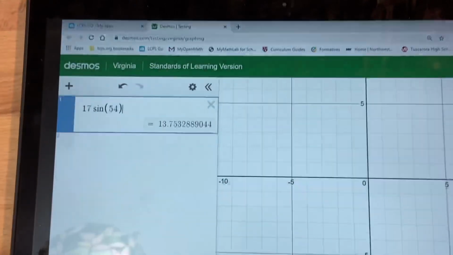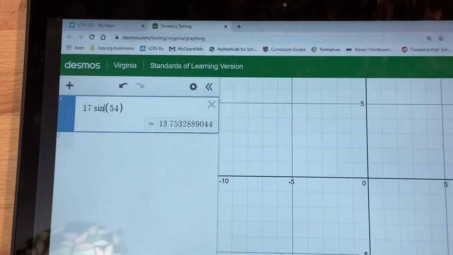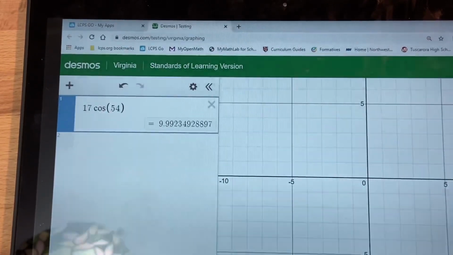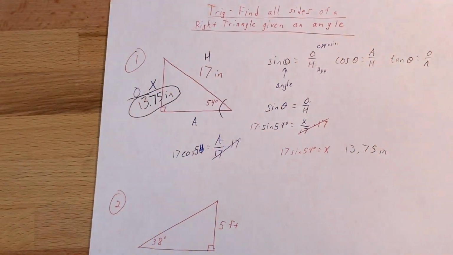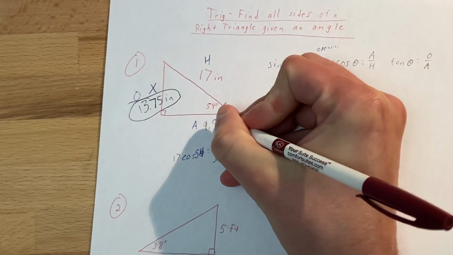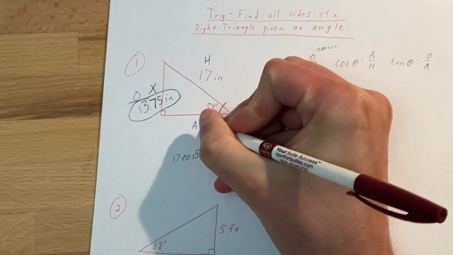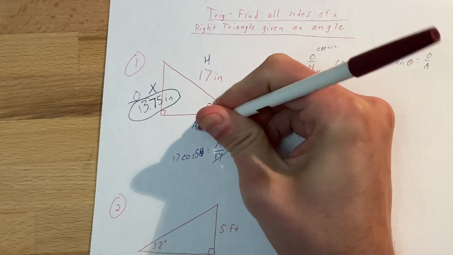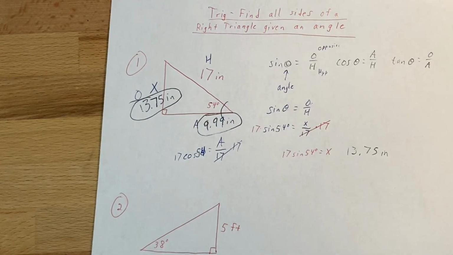Then we'll type this into Desmos: 17 cosine, 54. And there you go, 9.9923. So 9.99. So this is 9.99 inches. Oof, almost 10, not quite. And that is all three sides.